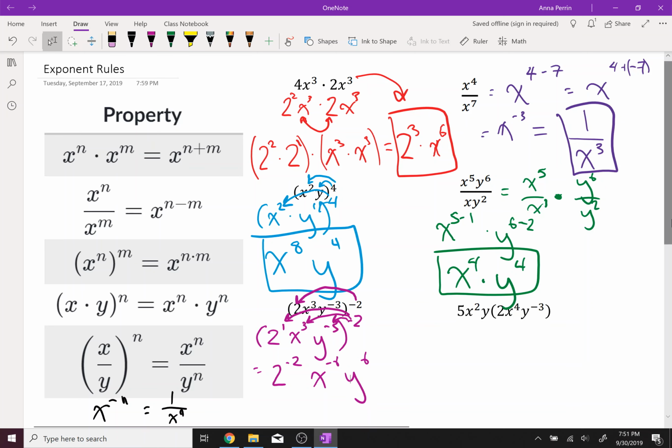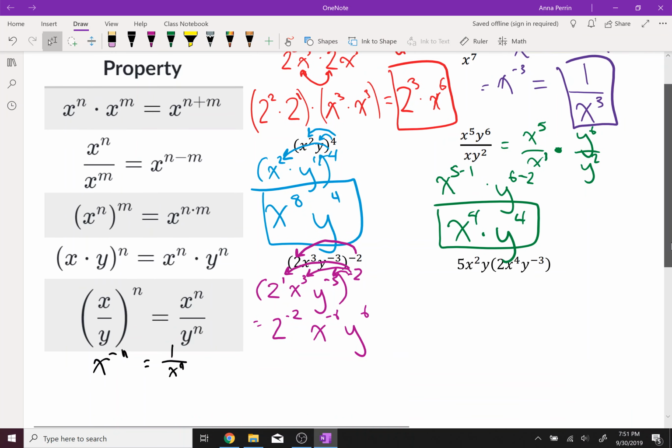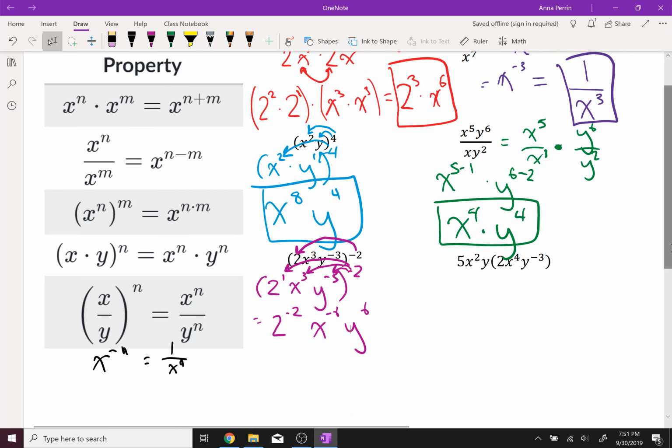I'm going to move down the page just so I can have a little more space on this problem, but I'll keep your properties visible on the left-hand side. So using my negative exponent rule, I know that the 2 and the x both need to move because they both have a negative exponent. The y is happy where it is. It has a positive exponent, so it doesn't need to move.